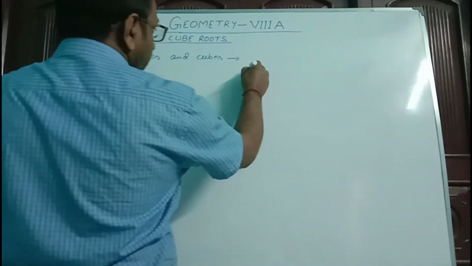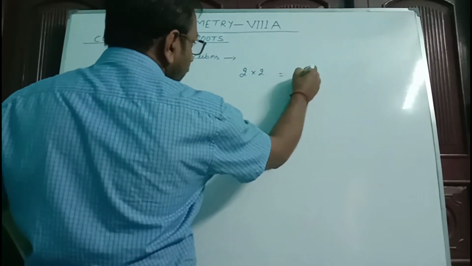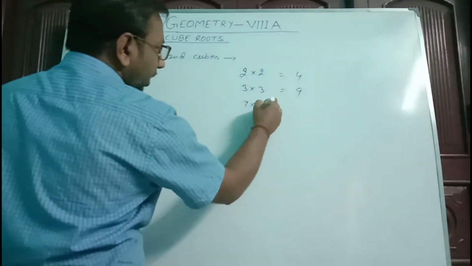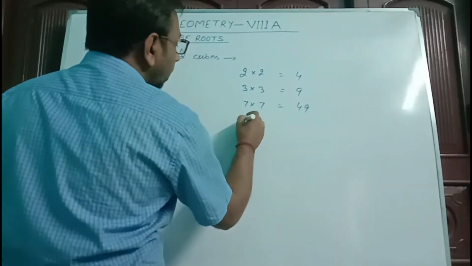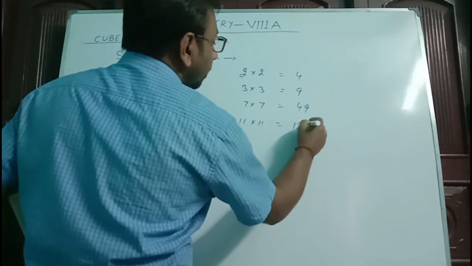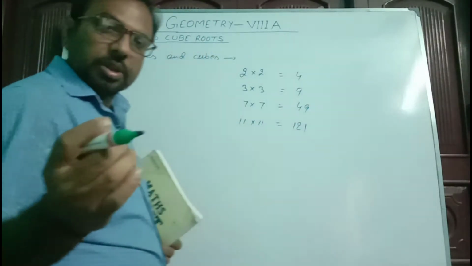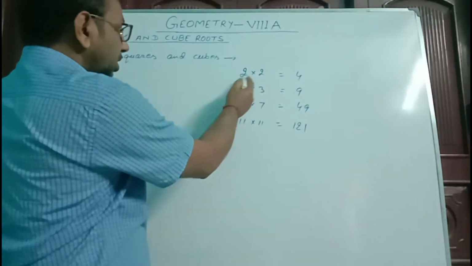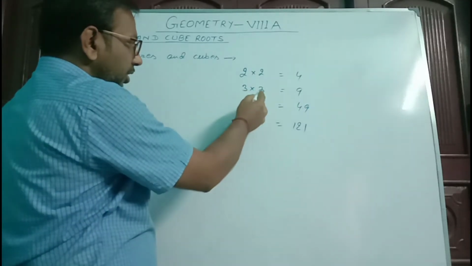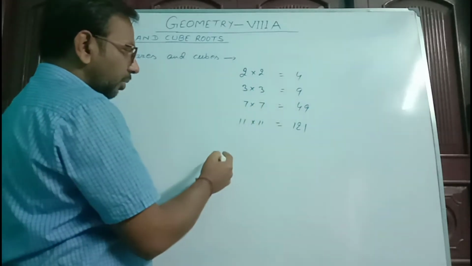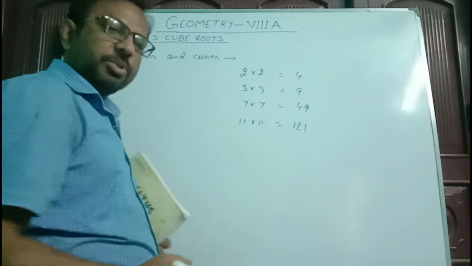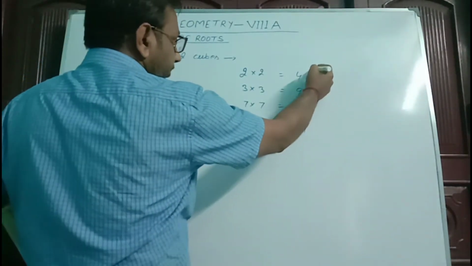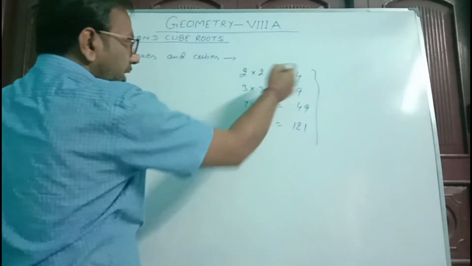We say these numbers: 2 into 2 equal to 4, 3 into 3 equal to 9, 7 into 7 equal to 49, 11 into 11 equal to 121. Here the same number is multiplied twice: 3 is multiplied twice, 7 is multiplied twice, 11 is multiplied twice. If the same number is multiplied twice, then the product is called the square of that number.